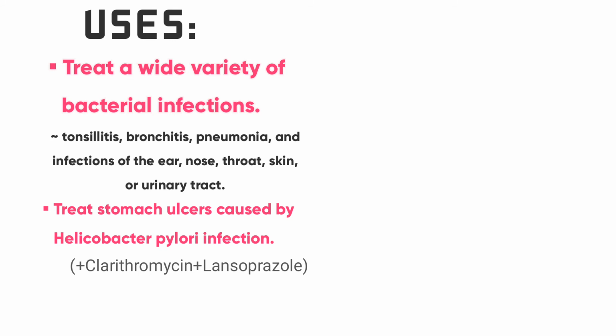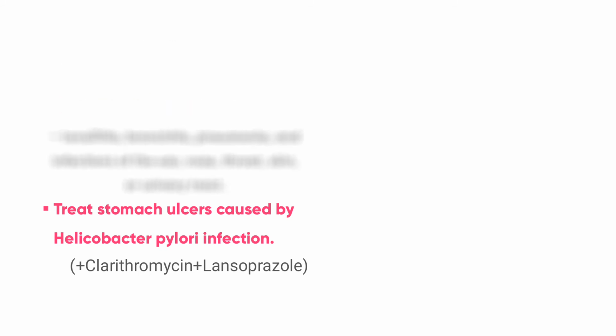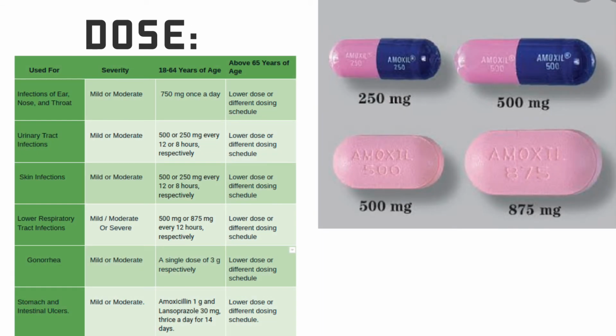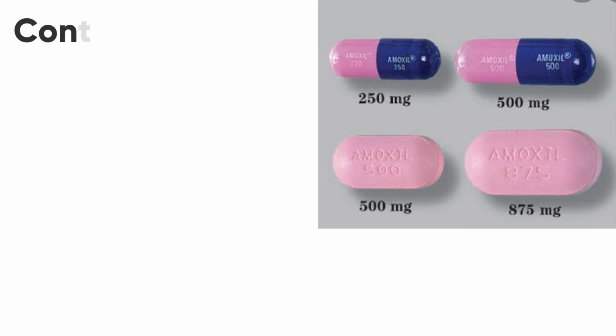pylori infection. As for the dose of amoxicillin, it varies according to the severity, age, and the type of infection. It is better to consume it exactly as prescribed by your doctor in the same duration and dose. Skipping your doses can increase your risk of infection that is resistant to the medication.